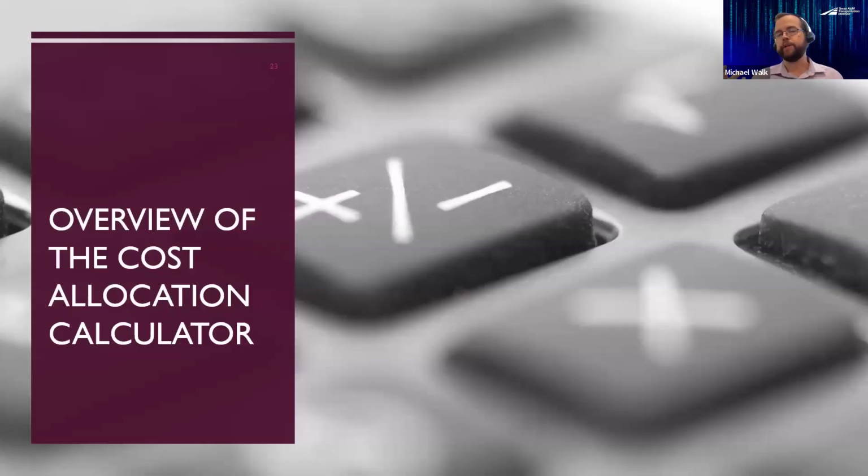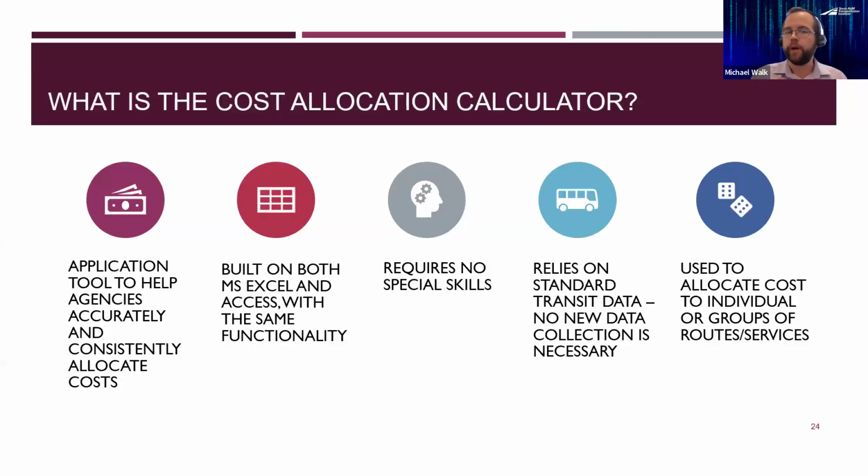So all of that being done, all of that math in the background is happening in the cost allocation calculator. So the cost allocation calculator will kind of do the math for you. So what is the cost allocation calculator? It's essentially a tool, right? It's a software application, and it will help you accurately and consistently allocate your costs to your routes or services.